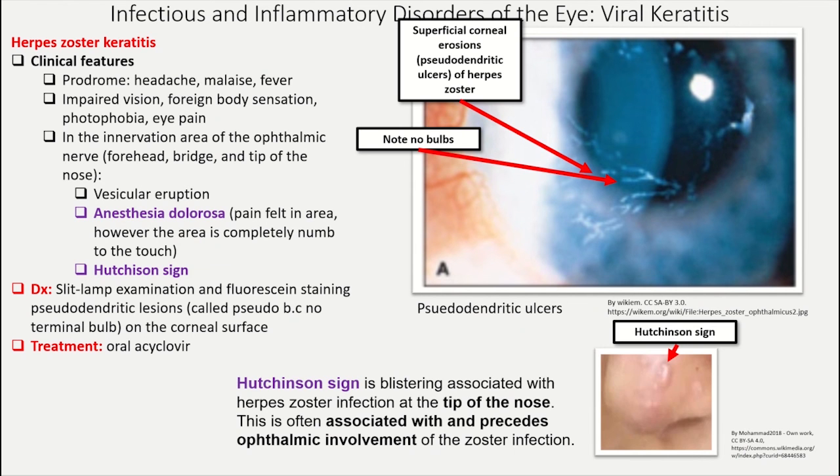Okay? All right, so Hutchinson's sign is blistering associated with herpes zoster infection at the tip of the nose, and it's often associated with and precedes ophthalmic involvement of zoster infection. And there it is, Hutchinson's sign, the blistering at the tip of the nose. Then you gotta think, well, now I need to stain the eye and look for pseudodendritic ulcers of herpes zoster.